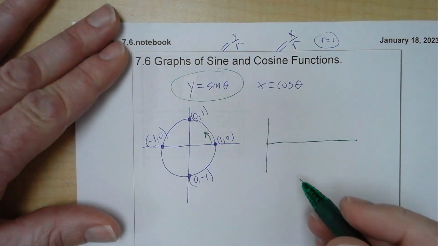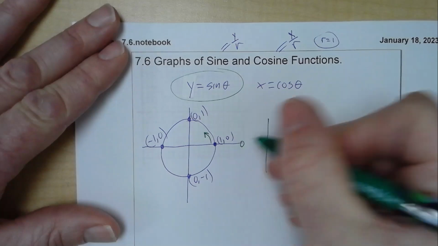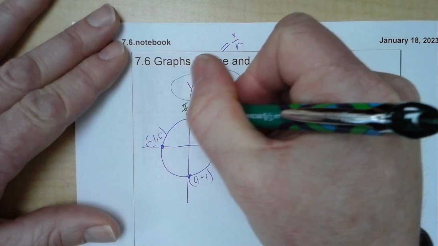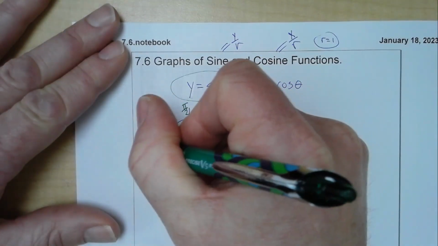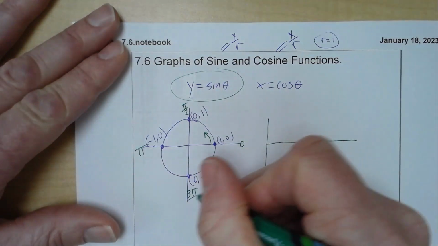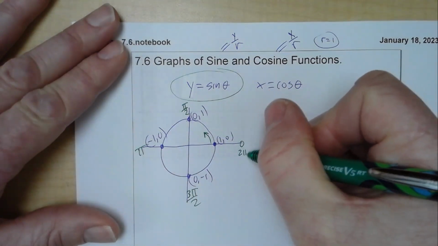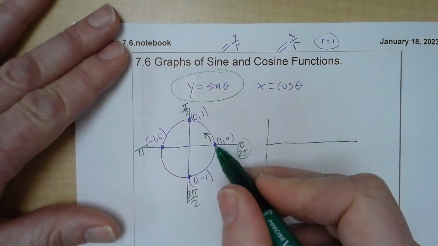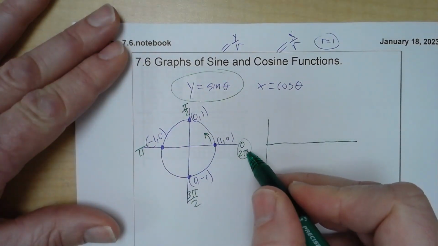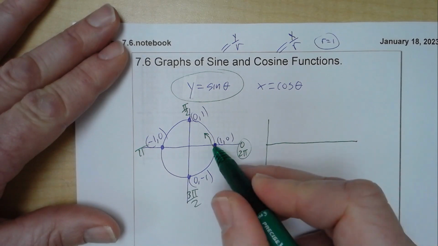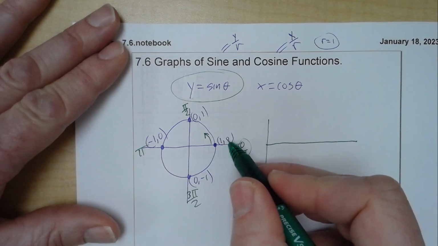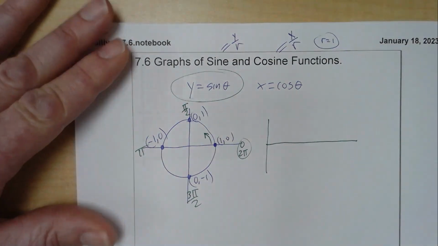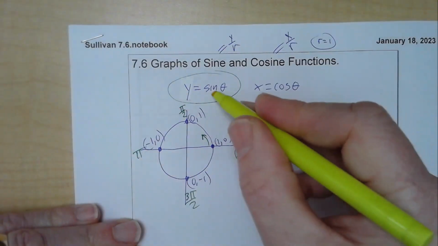Now I'm going to put the angles in. So this would be 0, this would be pi over 2, this would be pi, 3 pi over 2, and then back to 2 pi. Okay, so there's the angles. So when I'm at 0 radians, or 0 degrees, my y value is 0. So the first thing I'm going to keep track of is the y values, because sine of theta is y.